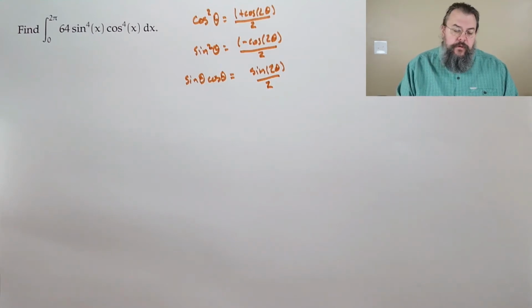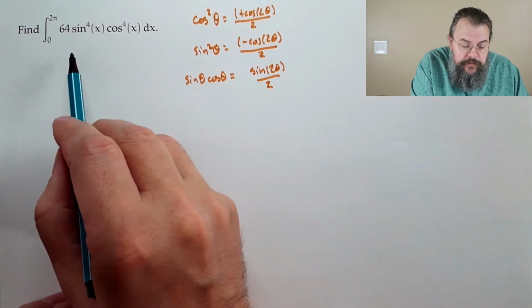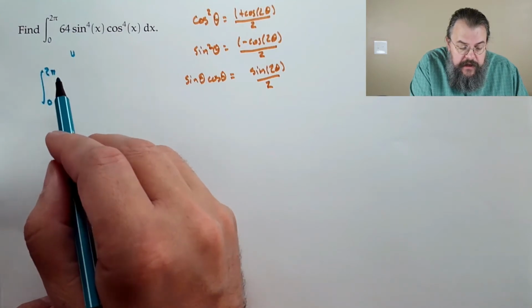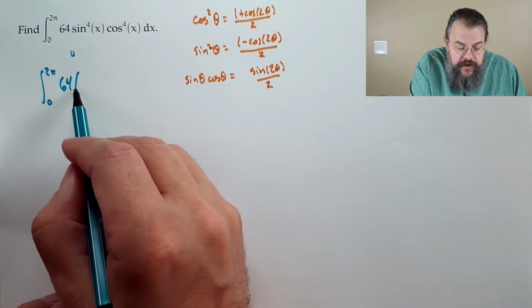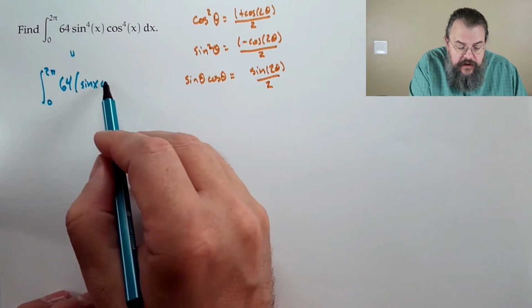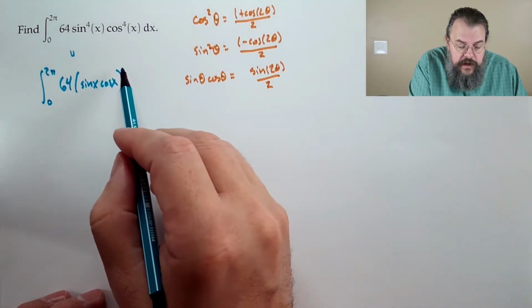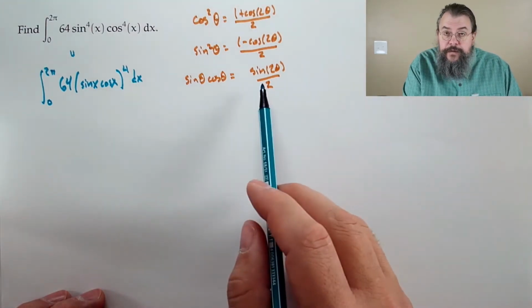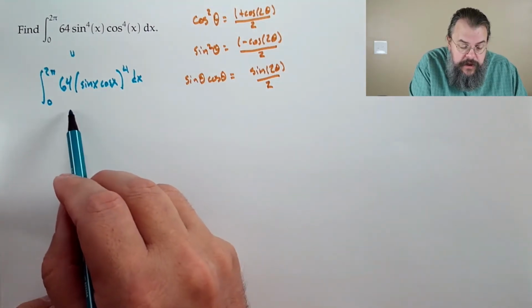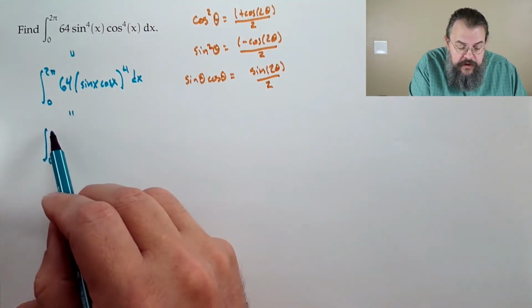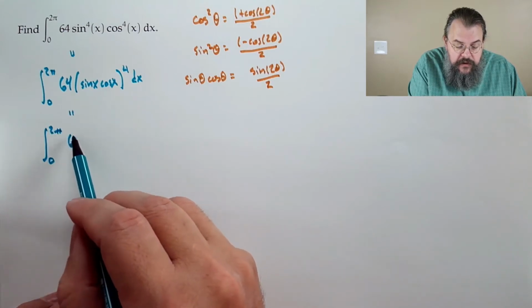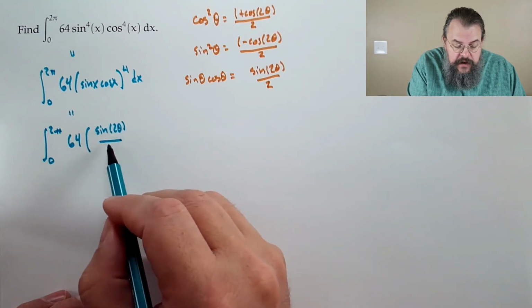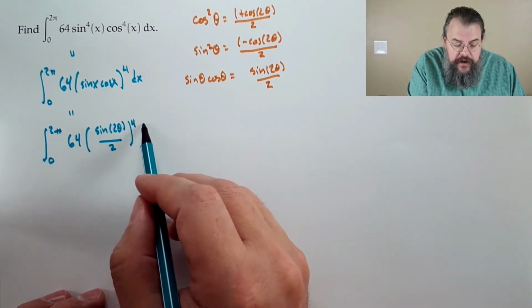What can we do? Well, we can think of it in the following sense. See, this is the same as the integral from 0 to 2 pi of 64. Then I'm going to think of this as sine of x cosine of x to the 4th power dx. So I say, aha, apply the double angle identity, and what do we get? Integral 0 up to 2 pi, 64, and then we're going to get sine 2 theta over 2 to the 4th power dx.